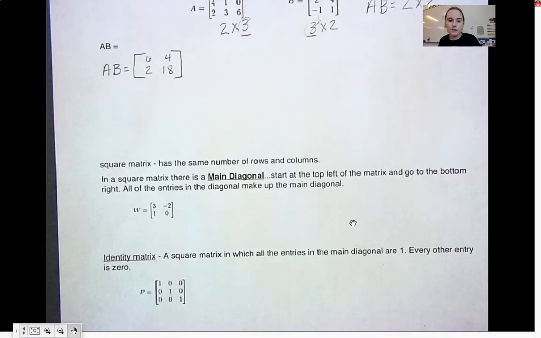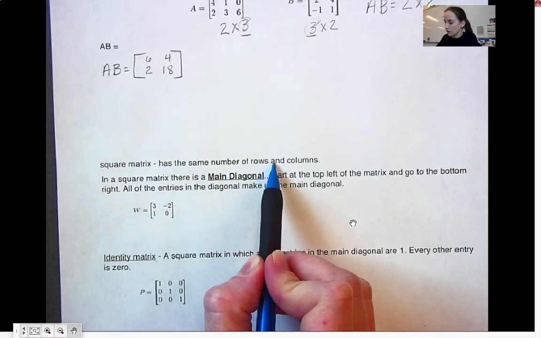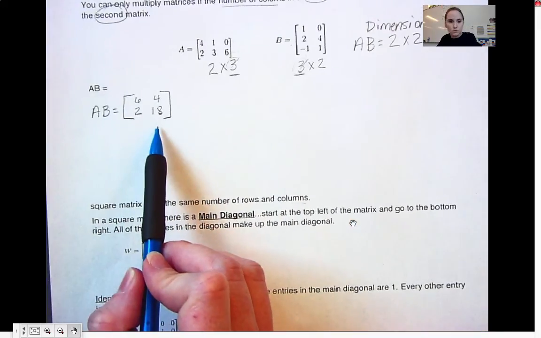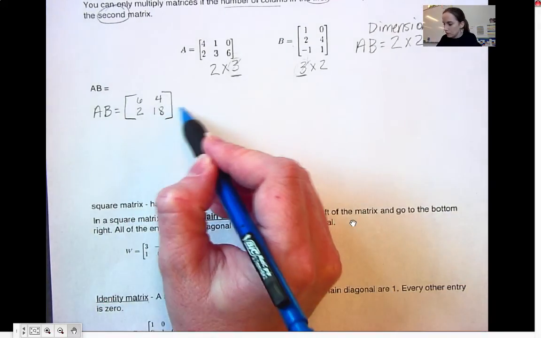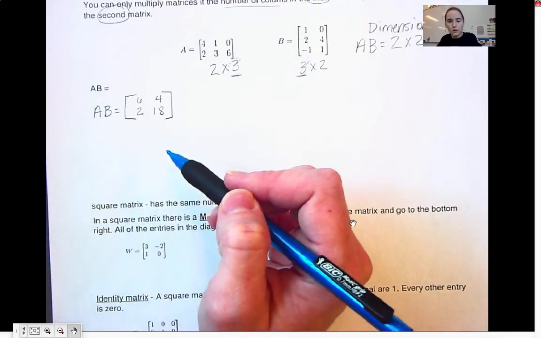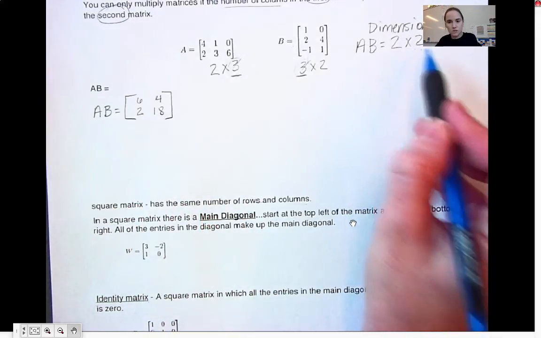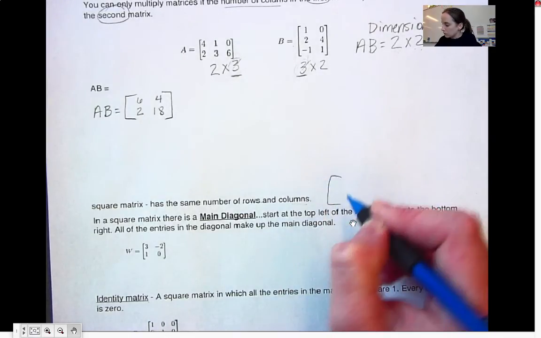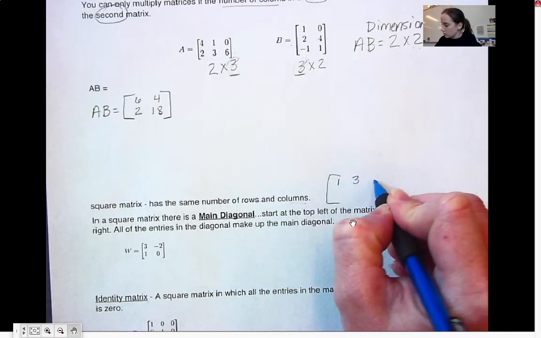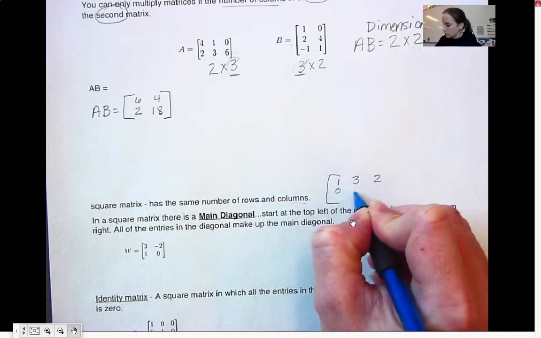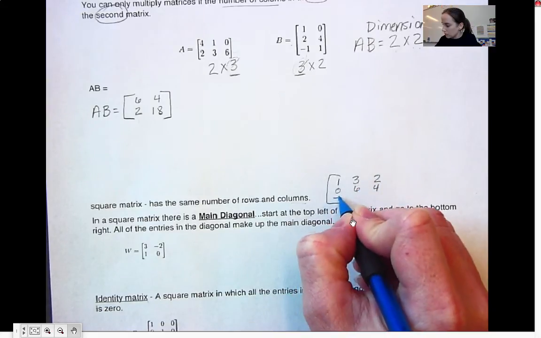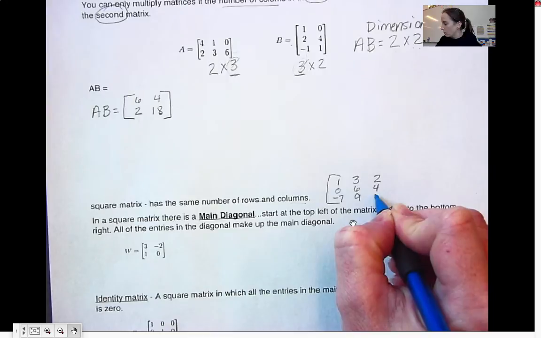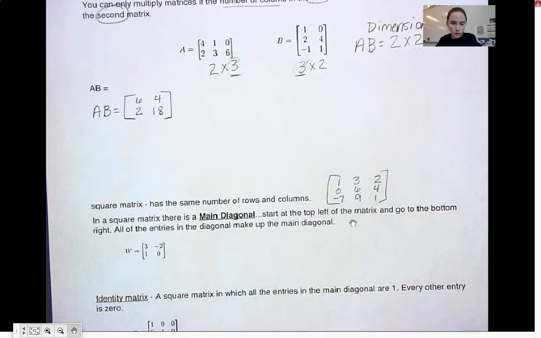Something else that's really important is to talk about what a square matrix is. A square matrix has the same number of rows and columns. This would be considered a square matrix. It has 2 rows and 2 columns, a 2 by 2. As long as the 2 numbers for its dimensions are the same, then you have a square matrix. So we could make a square matrix with 1, 3, 2, 0, 6, 4, negative 7, 9, 1. That is a 3 by 3 matrix that would be considered a square matrix.